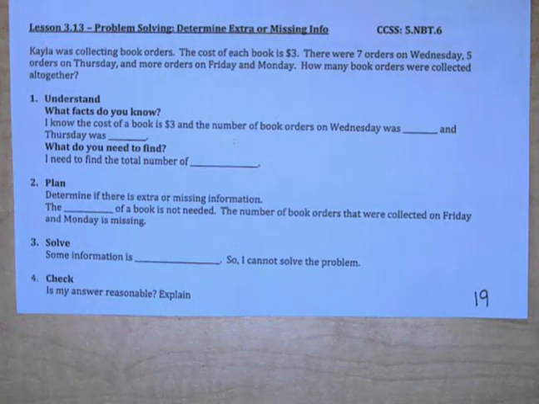Welcome to Chapter 3, Lesson 13. This lesson is going to go over some problem-solving strategies, which is determining extra or missing information. And we're on the bottom of page 19 in your packet.